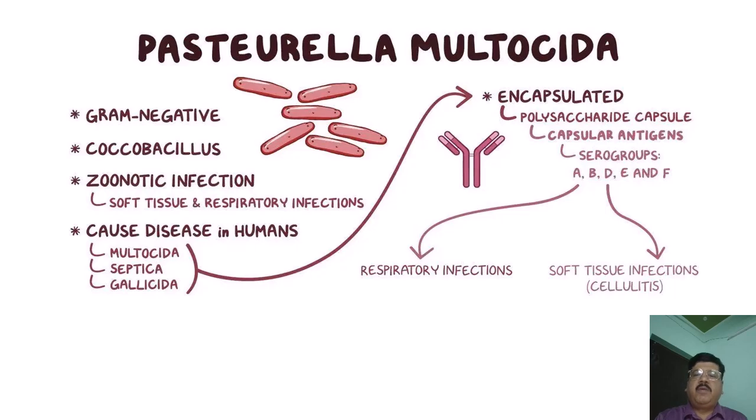Then Pasteurella multocida, one of the infections we have seen causing dog bite wound infection. This is a gram-negative coccobacillus and a zoonotic infection, causing soft tissue or respiratory infections. The species are Pasteurella multocida, Pasteurella septica, and Pasteurella gallicida. It is encapsulated, the polysaccharide capsule is the virulence factor, and various serogroups are given here: A, B, D, E, F. Respiratory infections and skin and soft tissue infections, cellulitis, are the clinical presentation. So this is the second organism showing bipolar staining.